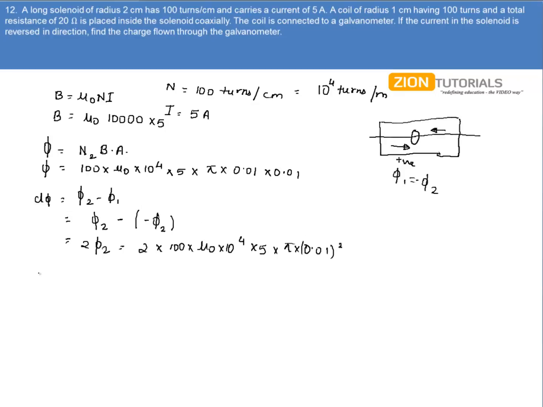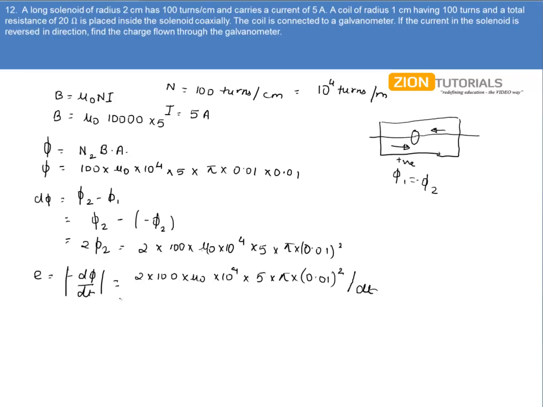Now calculating the EMF that is induced in the coil, given by minus d phi by dt. Let's talk only about the magnitude. We have d phi, that is 2 into 100 into mu naught into 10 to the power 4 into 5 pi 0.01 whole square divided by dt. Now we have the EMF, we have the resistance of the coil, so we can calculate the current passing through the coil, which is given by I is equal to E by R.